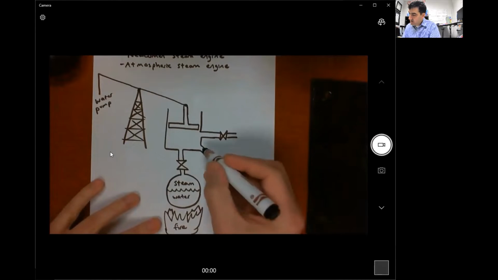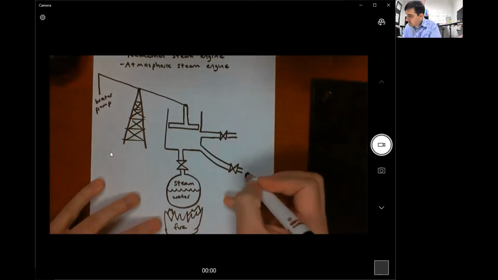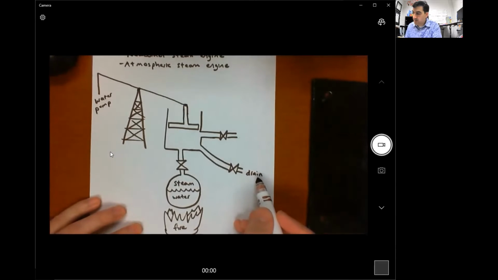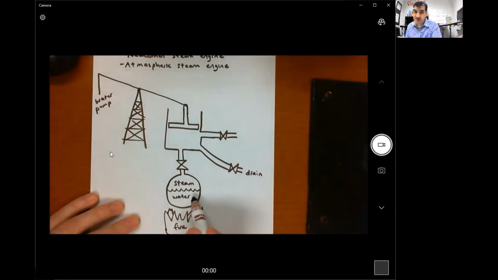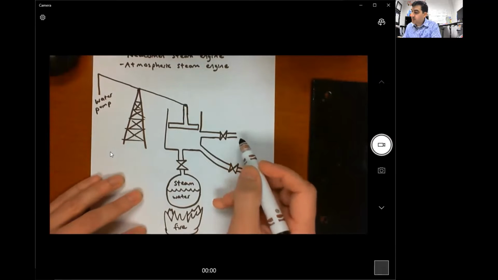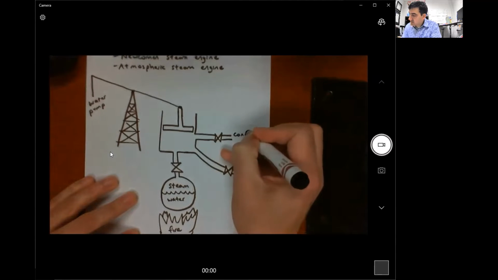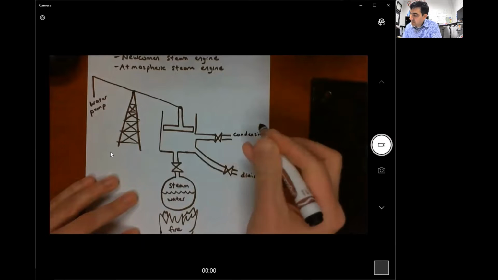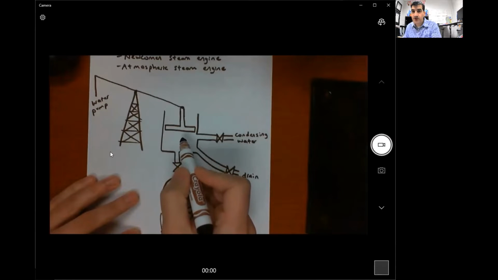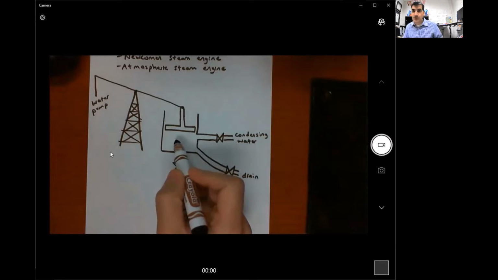So this one right here at the bottom of the cylinder, this is just a drain. So this lets the condensed water, which the steam turns into, as well as any steam or gas left, escape down here. And possibly it would go back into this tank right here, possibly. And then the other really important thing is this connection right here. This is condensing water. So this is probably cold water that is allowed to go into the cylinder. And it's really important because what this does is it cools down and condenses the steam that is in here.